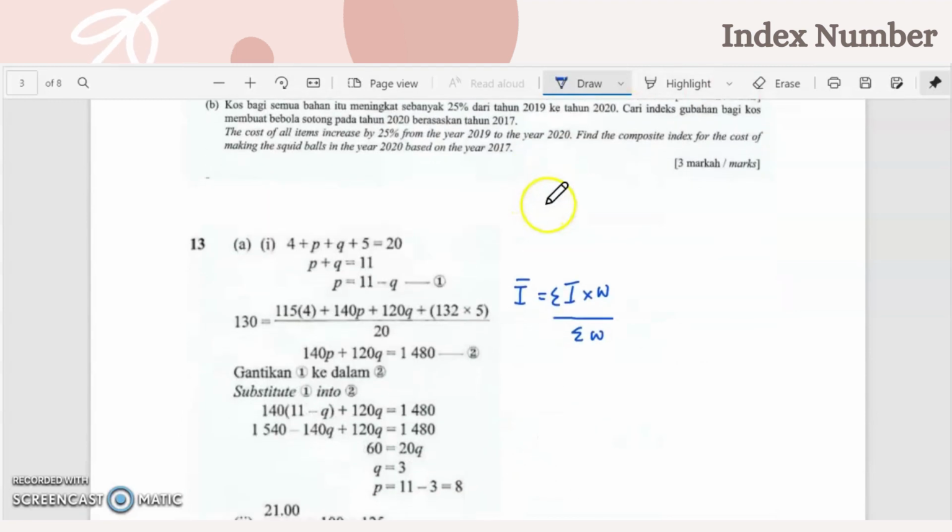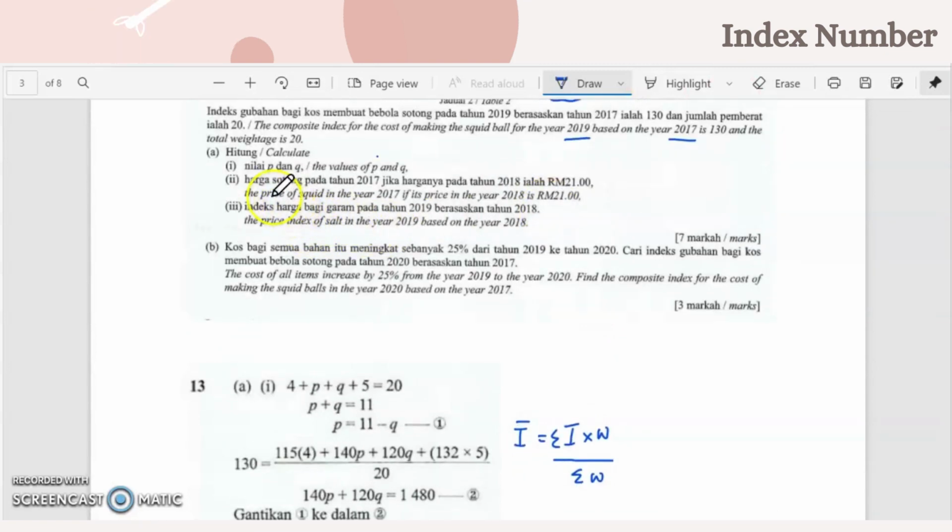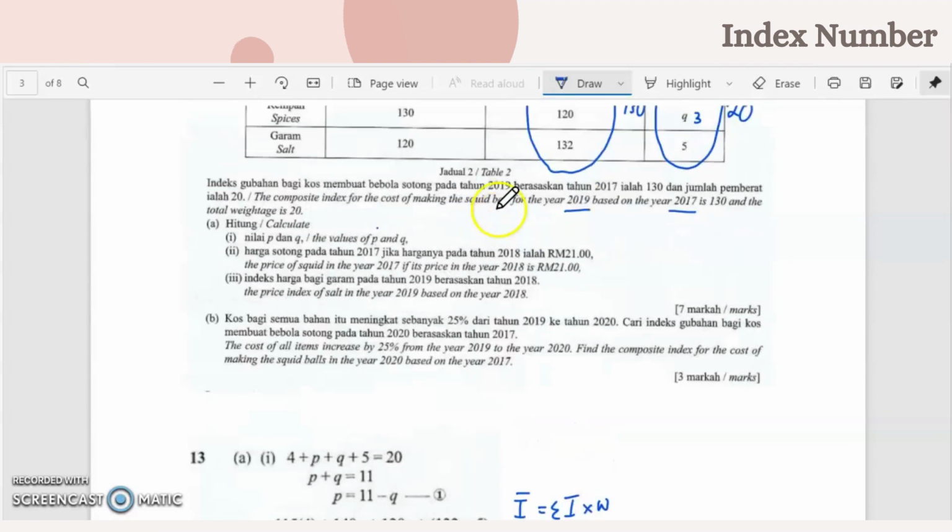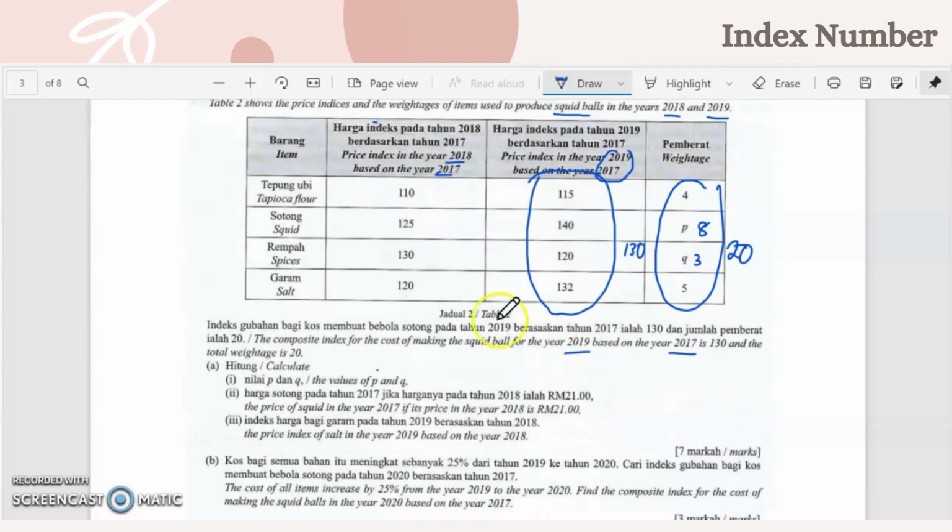Okay, so the next question is: find the calculated price of squid in the year 2017 if its price in the year 2018 is 21 ringgit. So we look at the squid and at the price index for the base year 2018.